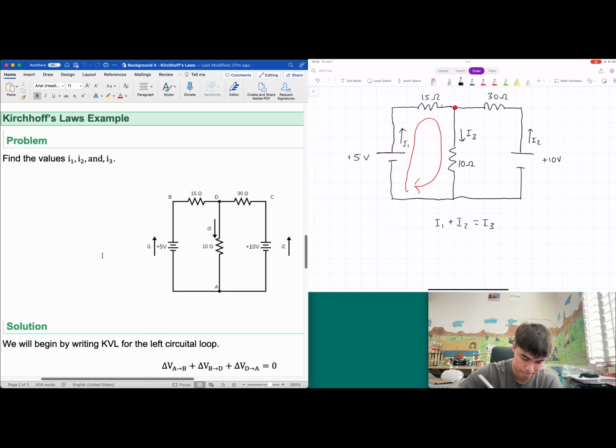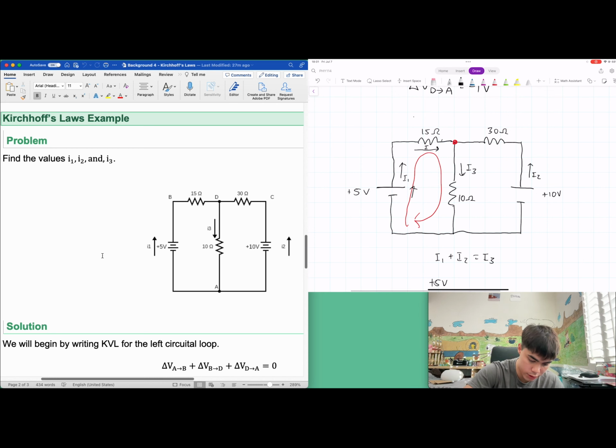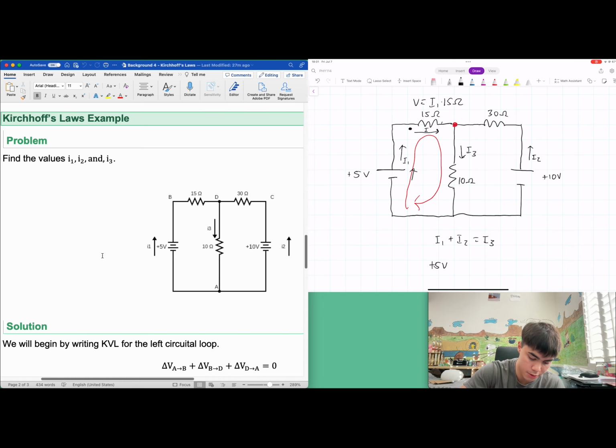So I increase 5 volts when traveling through this battery because I'm going from the negative side to the positive side. And then I will drop voltage when traveling through here because the current is in this direction. So I will drop I1 times 15 ohms, right? If we use Ohm's law, the voltage across this resistor is I1 times 15 ohms, and we're going to drop that. The current flows from high to low, so this must be the high and this must be the low, and we're going to drop that voltage right there.